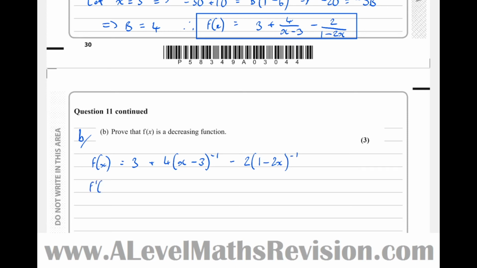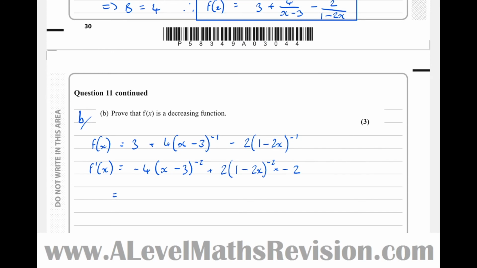So differentiating, we get f dash x equals, well, the 3 disappears. That becomes minus 4 x minus 3 to the minus 2. Then remember, when differentiating with a chain rule, we'll multiply by the differential of what's in the bracket. In this case, it's just 1, so it times by 1, but we'll not bother writing that. Okay, then this here, times by the power, becomes plus 2, 1 minus 2x to the minus 2. But again, chain rule, so we'd multiply by the differential of the bracket, which is minus 2.